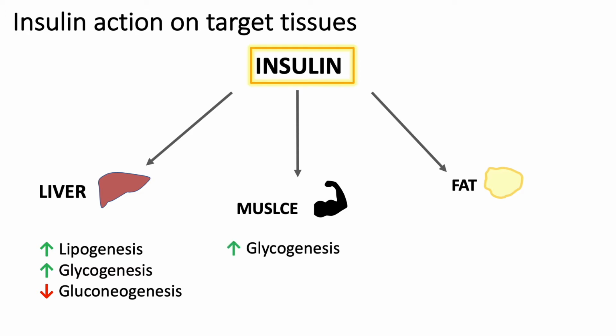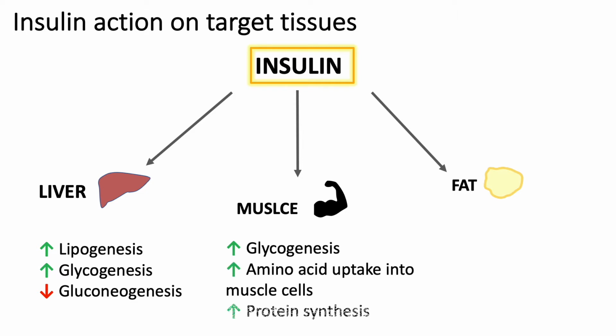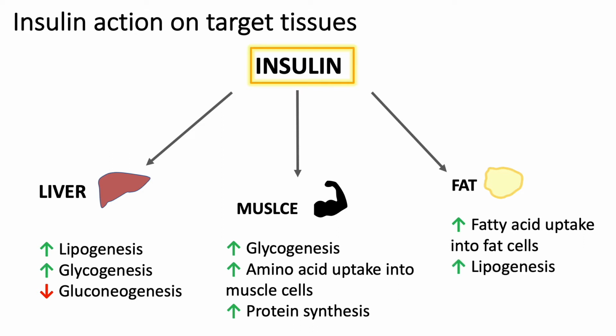In the muscle, we're going to increase glycogenesis, so increase of glycogen production. It's going to increase amino acid uptake into the muscle cell, which in turn will help increase protein synthesis. And in the fat cell, it helps to increase fatty acid uptake into the fat cell, which helps to form triglycerides. And so this is basically increase in lipogenesis.